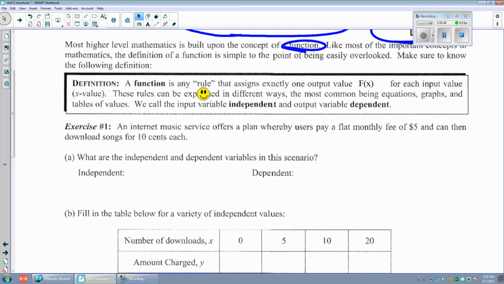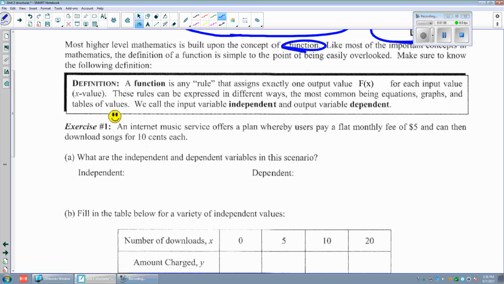A function is any rule that assigns exactly one output value, output f of x, g of x, q of x, f of t, m of t, q of t, for each input value, the x, the t, okay? These rules can be expressed in different ways, the most common being equations, graphs, and table values.